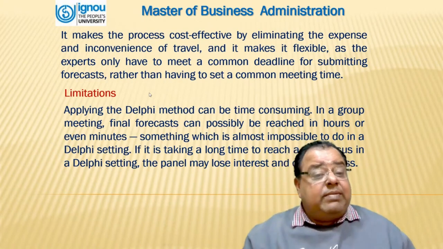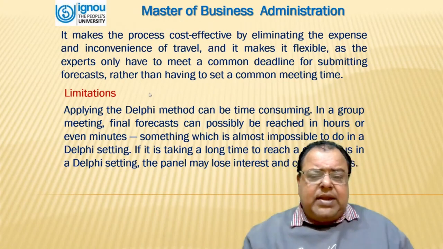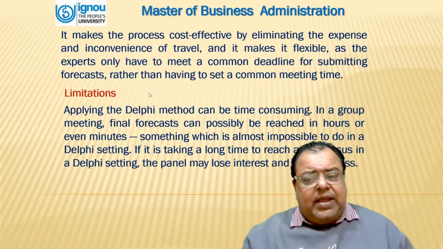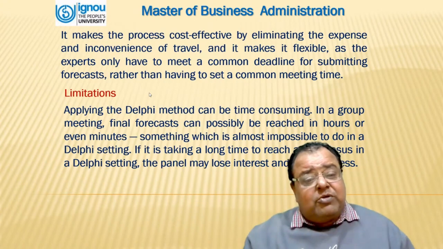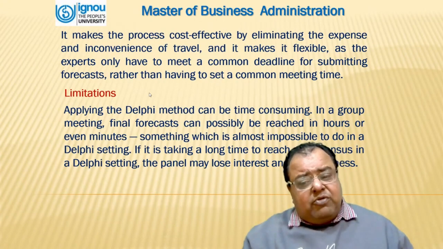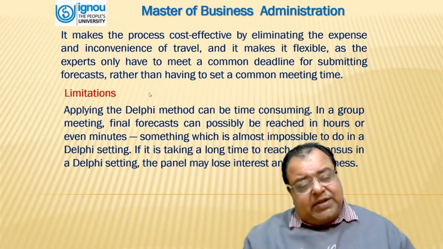Now, what is the limitation of this Delphi method? Applying the Delphi method can be time-consuming. In a group meeting, final forecasts are possibly reached in hours or even minutes, which is almost impossible to do in a Delphi setting. If it is taking a long time to reach a consensus in Delphi setting, the panel may lose interest and cohesion.